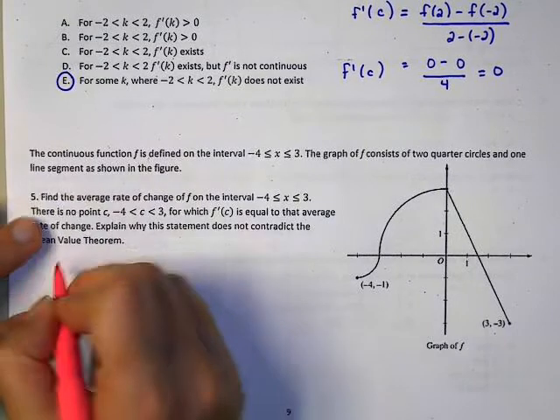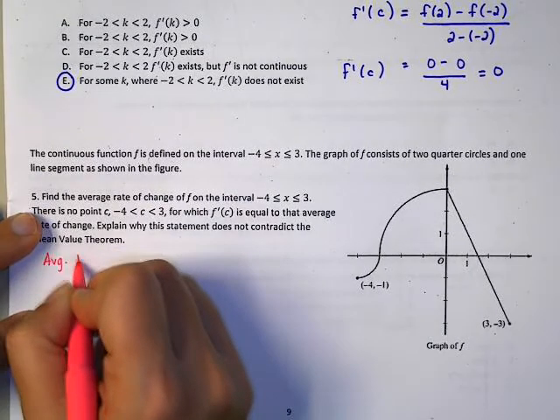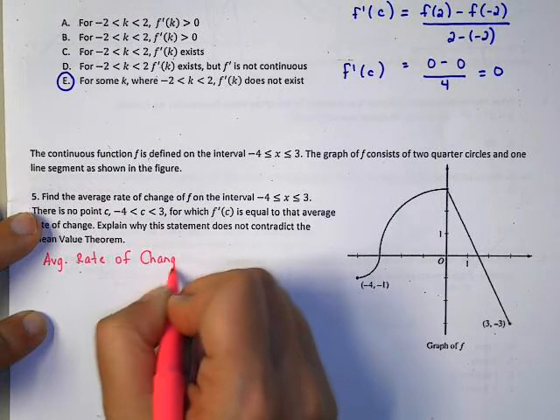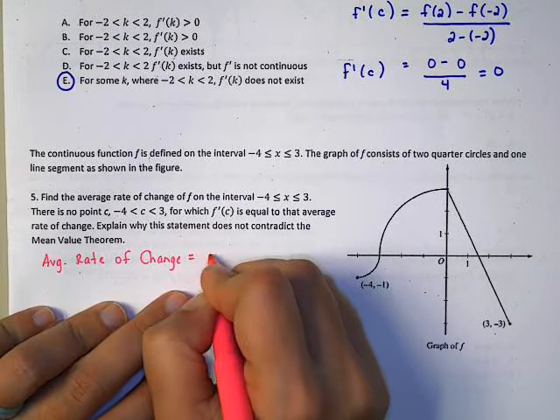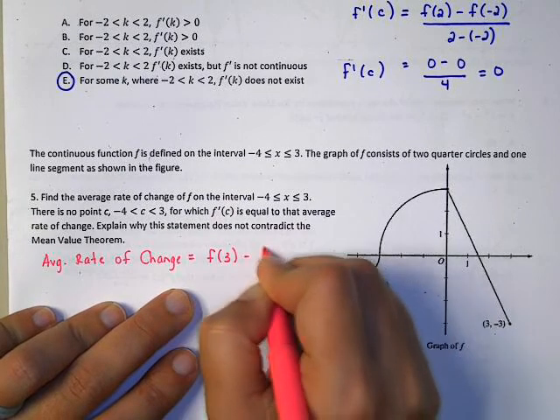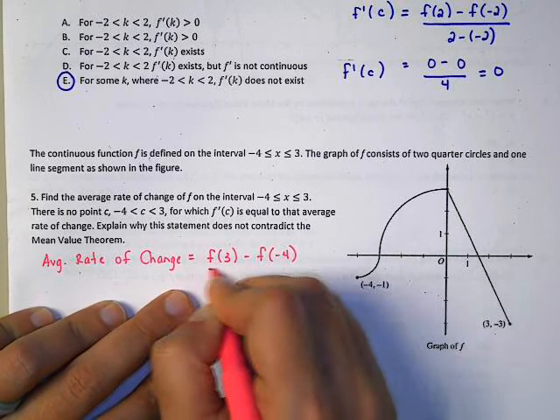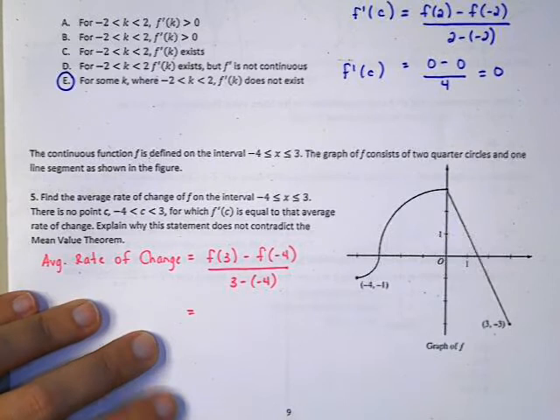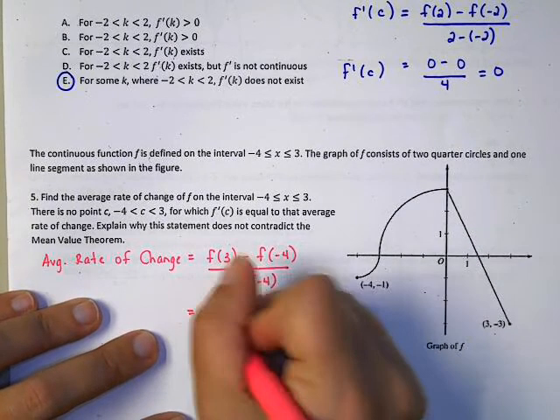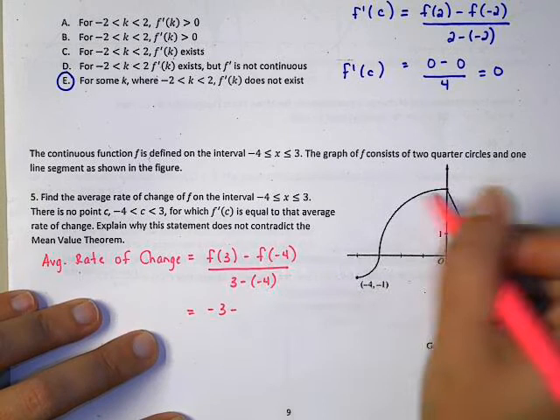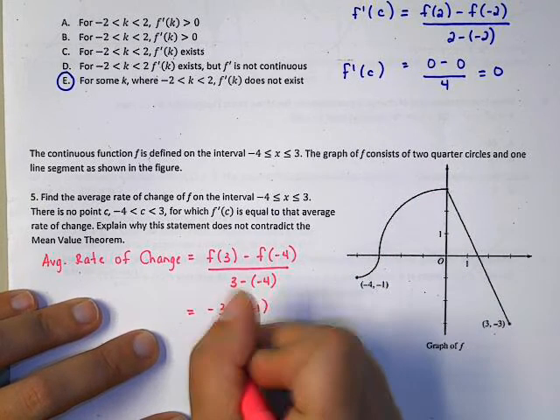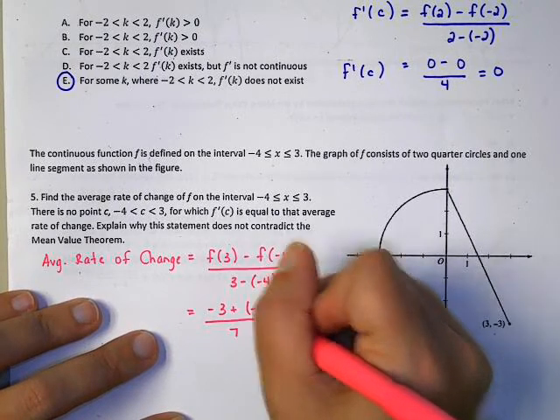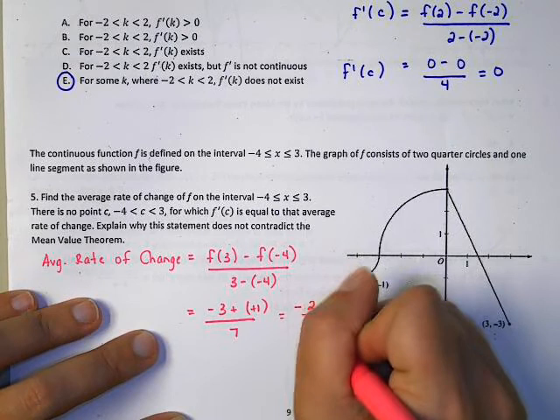So to find the average rate of change, I'm just going to do f of 3 minus f of -4 over 3 minus -4. So f of 3 is -3. f of -4 is -1. And 3 minus -4 is 7. -3 plus 1 is -2 over 7.